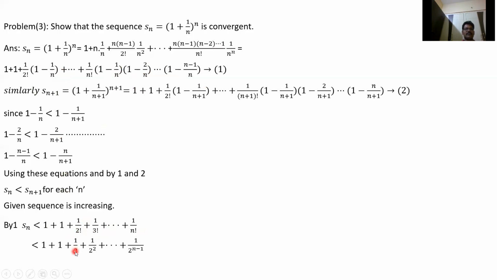And also, 1 by 2 factorial is 1 by 2. 1 by 3 factorial means we get 1 by 1 into 2 into 3, which is less than 1 by 2 into 2. That is, 1 by 3 factorial is less than 1 by 2 square. So 1 plus 1 plus 1 by 2 plus 1 by 3 factorial, which is 1 by 6, is less than 1 by 4. Similarly, 1 by n factorial is less than 1 by 2 power n minus 1.